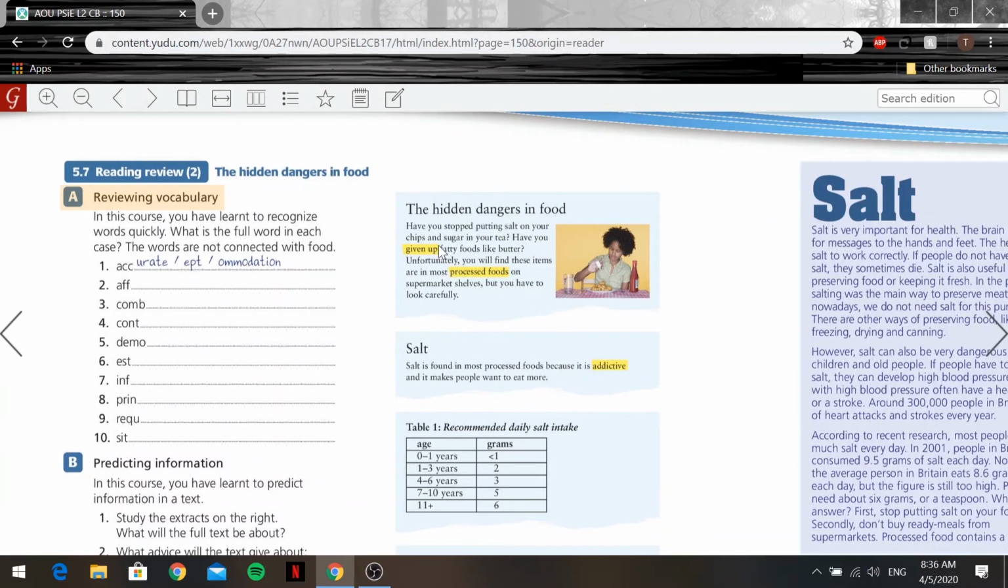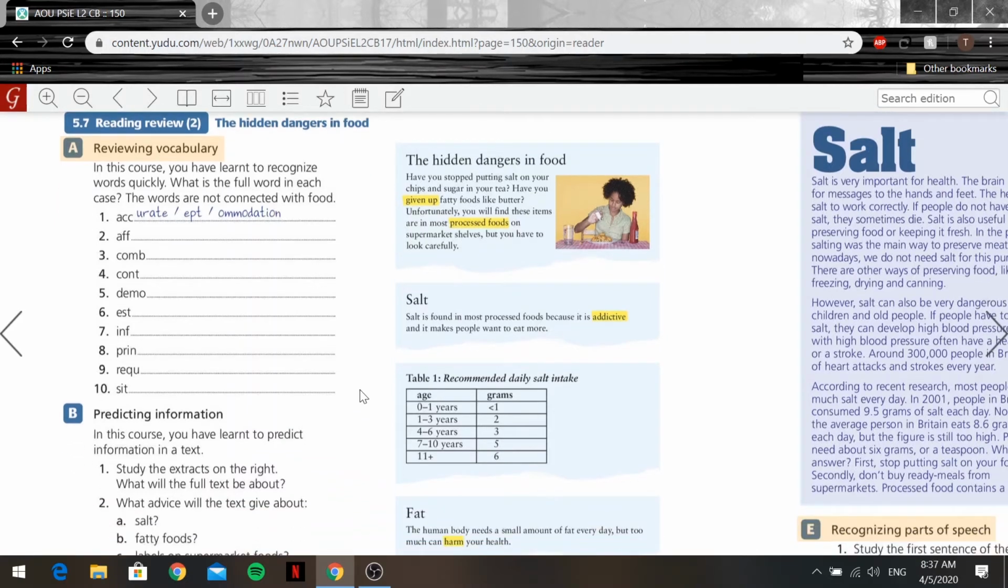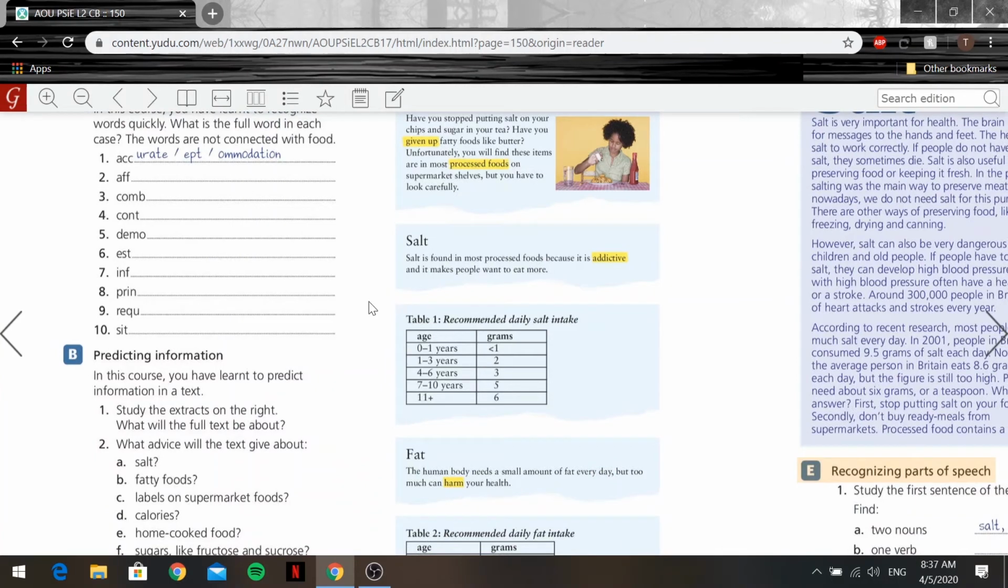Here we have the hidden dangers in food. Have you stopped putting salt on your chips and sugar in your tea? Have you given up fatty foods like butter? Unfortunately, you will find these items are in most processed foods on supermarket shelves, but you have to look carefully. Salt. Salt is found in most processed foods because it is addictive and it makes people want to eat more.